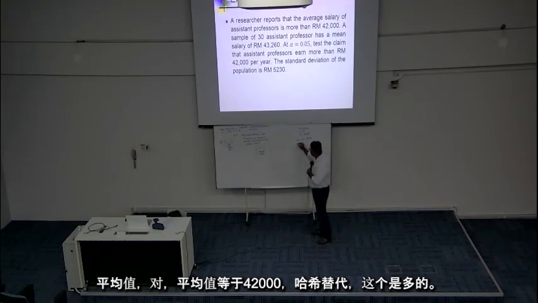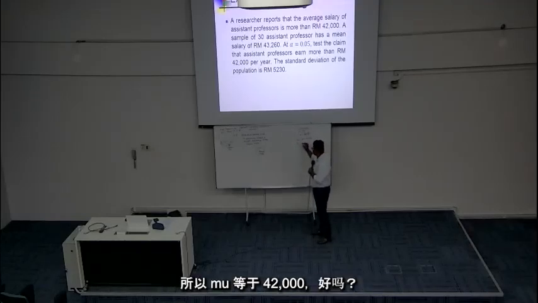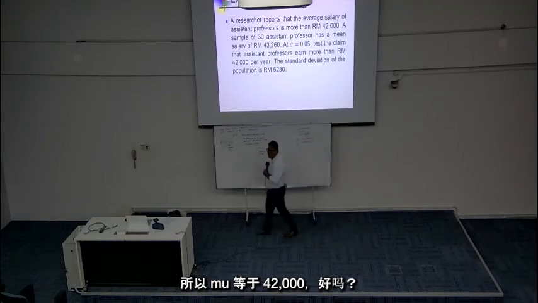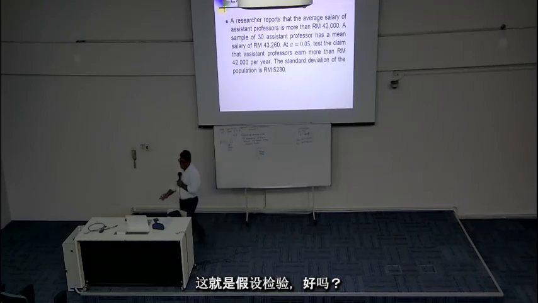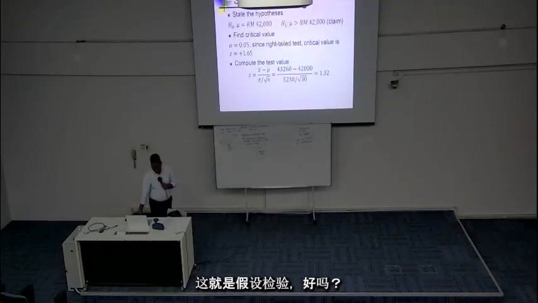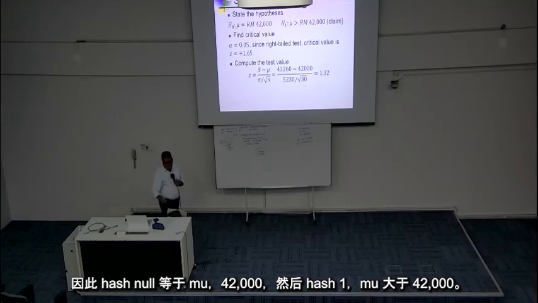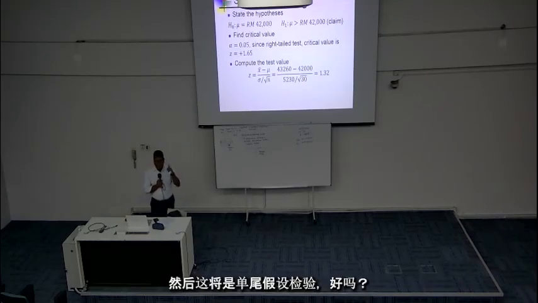H alternative? This is more than. So mu is more than 42,000. Okay, this will be the hypothesis testing. So H null is mu equal to 42,000, and then H1 is mu more than 42,000, and this one will be the one tail hypothesis testing.